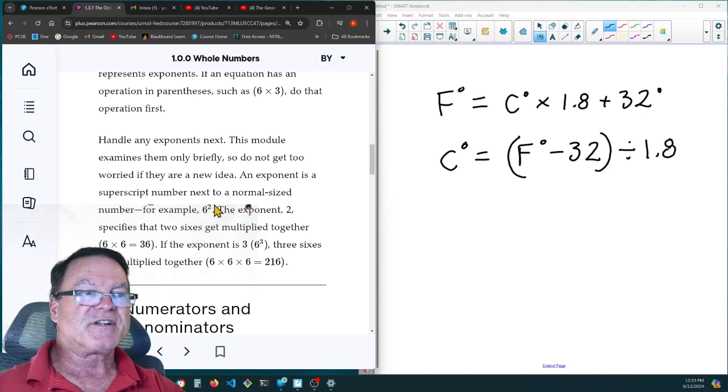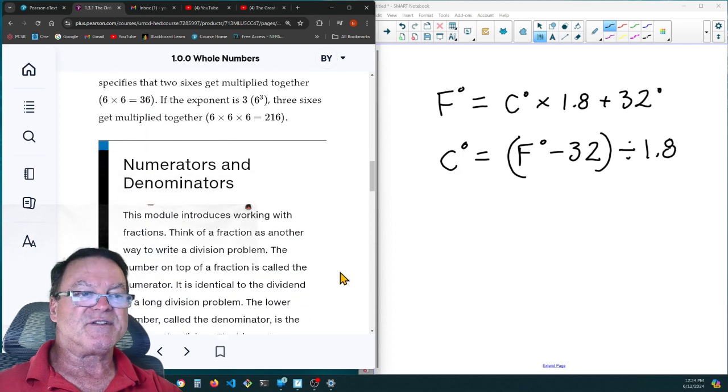It says an exponent is a superscript number next to a normal size number. For example, 6 raised to the power of 2. This means that 6 would be multiplied times itself, 6 times 6. The exponent 2 specifies that two 6's get multiplied together. If the exponent is 3, 6 to the power of 3, then three 6's get multiplied together, 6 times 6 times 6. And you can see 36 times 6 is 216. So it very quickly increases the value of a number.